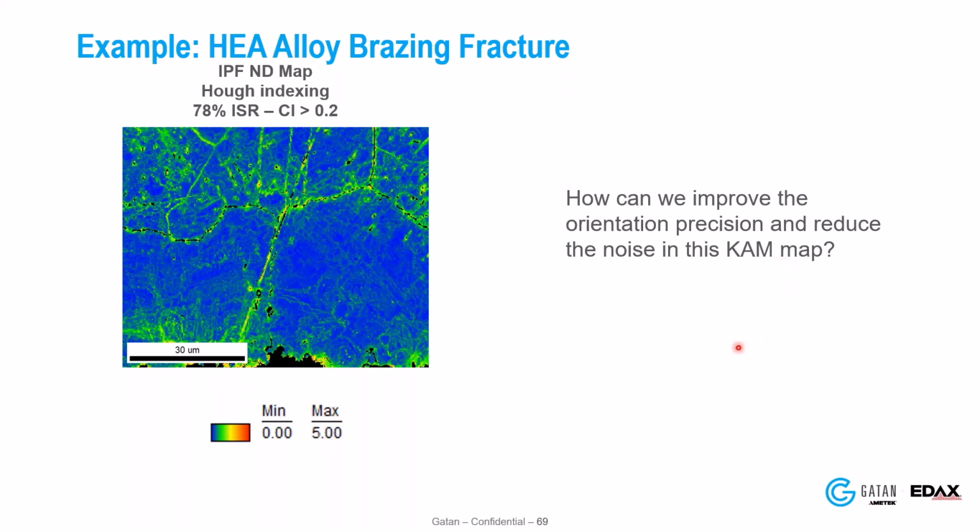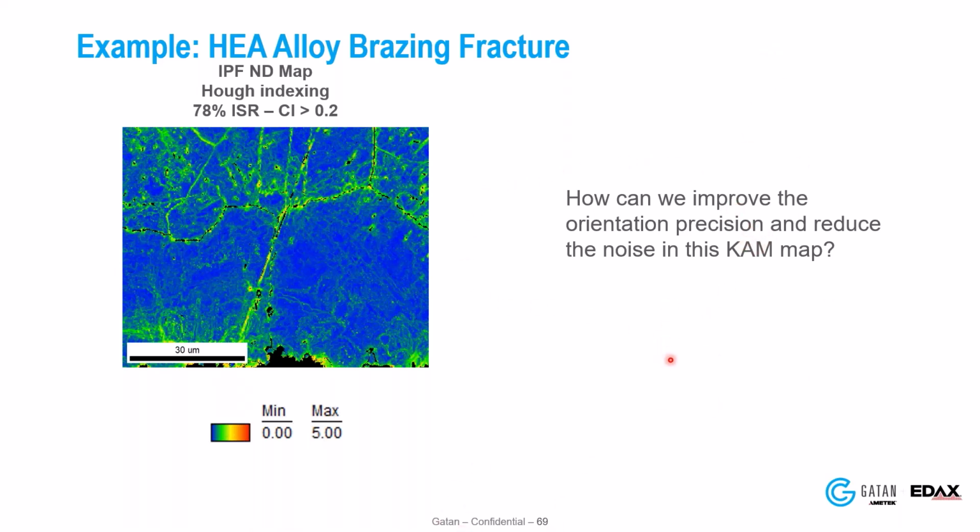Basically, what this map does is you take a point, like we do with NPAR, look at all of its neighbors, measure the misorientation between the point and all its neighbors, and figure out an average misorientation, so kernel average misorientation. This is a kernel average misorientation with a one step out kernel. You can do 2, 3, 4, whatever number of steps out you want to do.